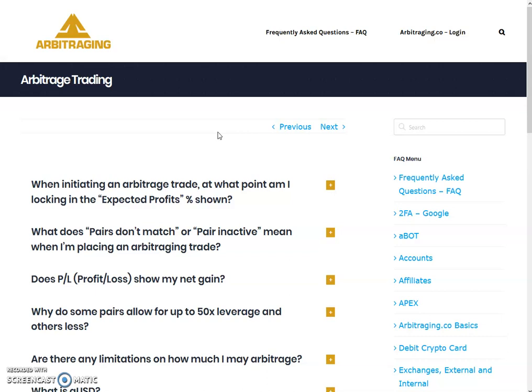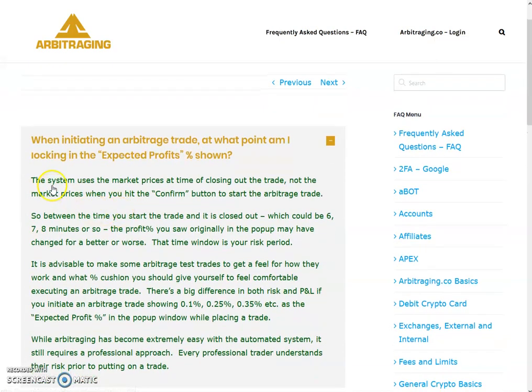So let's start with question number 1: when initiating an arbitrage trade, at what point am I locking in the expected profit percentage shown? Okay, so it is saying the system uses the market. First of all, let me explain the question. The person is asking that when I am placing or initiating an arbitrage trade, what profit I should see, the expected profit in return. At what point is the profit fixed, locked for now?